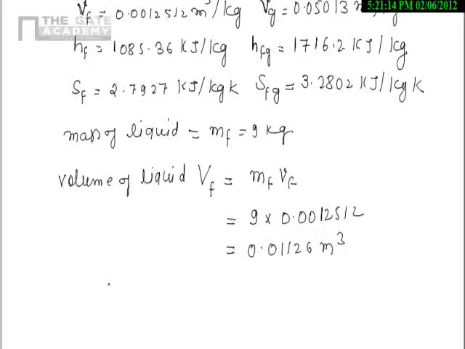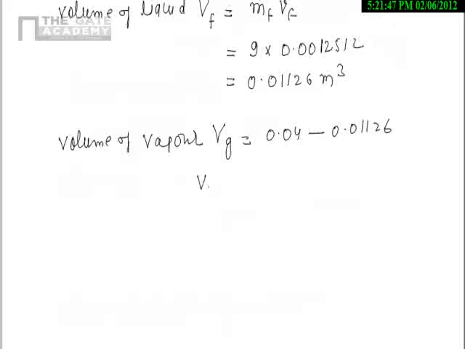Similarly, right now we are having the volume of the liquid, and we are having the vessel which is having a volume of 0.04. So 0.04 is the volume of, we can say, the mixture. So now we can find out easily the volume of vapor, that is Vg. We are having the total volume, that is 0.04. If we subtract the volume of liquid, that is 0.01126, we will get the volume of the vapor, that is 0.02874 meter cube.